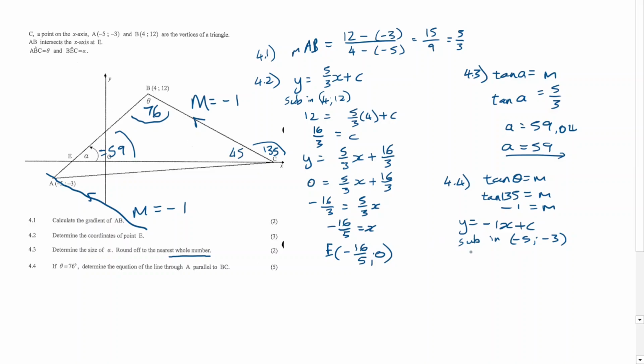And when I sub that in, I get minus 3 equals minus 1x, carefully in brackets, that's positive 5. So when I minus it, it becomes minus 8. And so my equation will be y equals minus 1x, or minus x, minus 8.